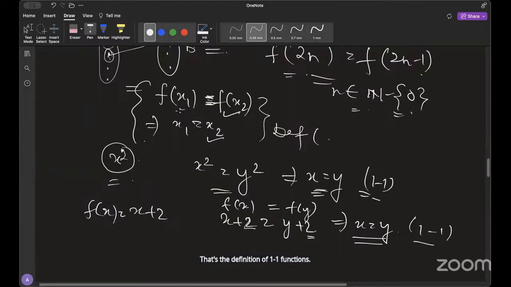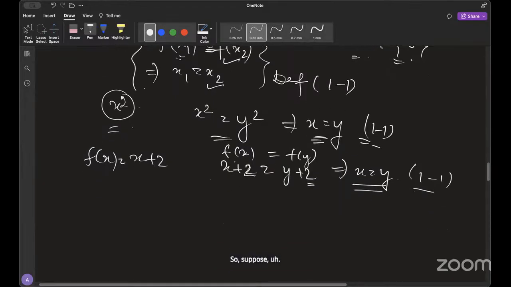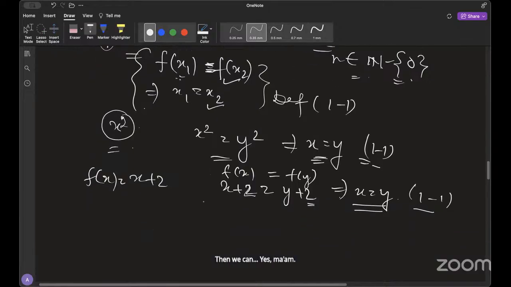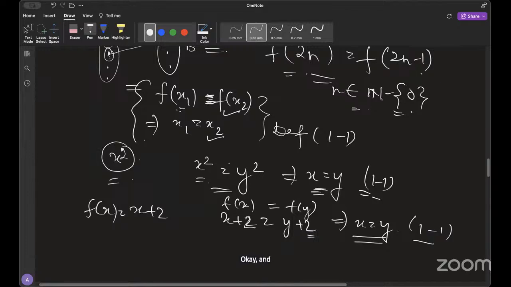Suppose we want to disprove that something is one-one. You don't disprove it by proof, you just find an example for it. You put some arbitrary number there and show that this is not holding for that number. That's all. And is there any method for onto?